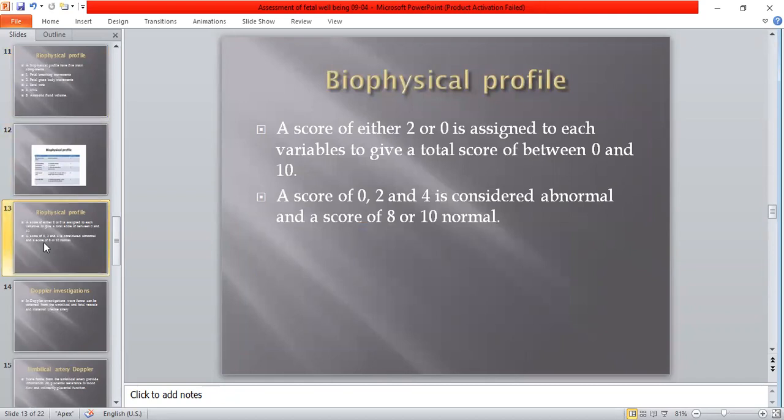As I already told you, a score of either 2 or 0 is assigned to each variable to give a total score between 0 and 10. A score of 0, 2, and 4 is considered abnormal, and a score of 8 or 10 is considered normal. A score of 0 means that the fetus is almost dead, 2 and 4 mean that the fetus is at high risk of intrauterine death, and 8 or 10 is taken as normal.